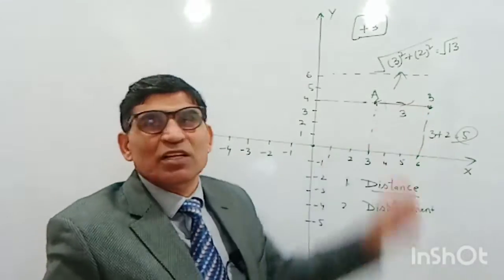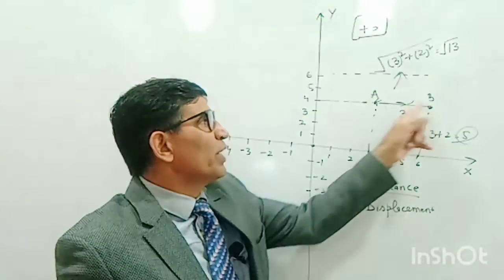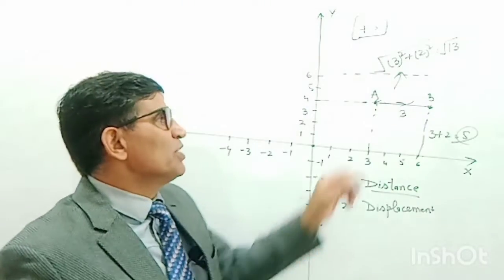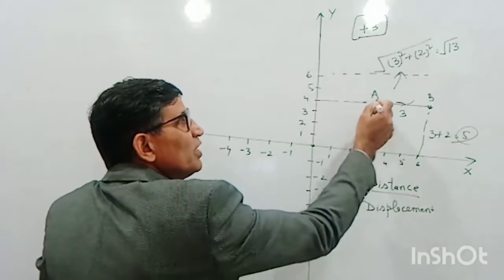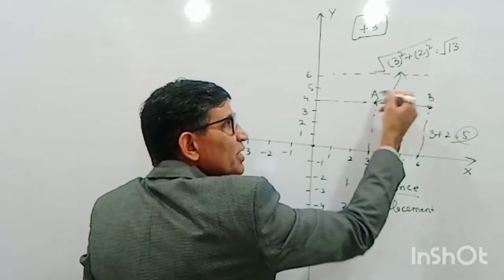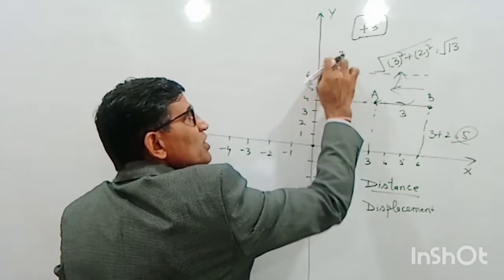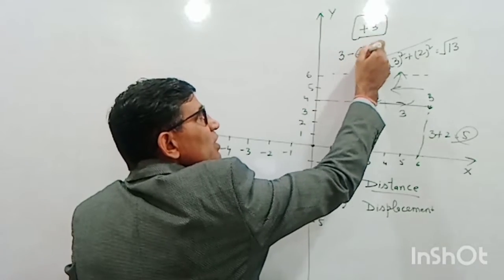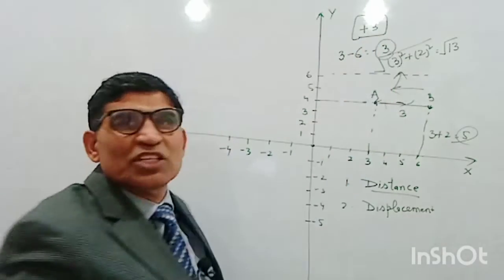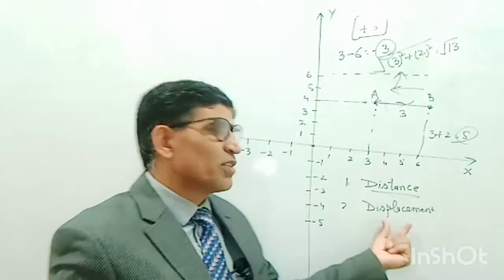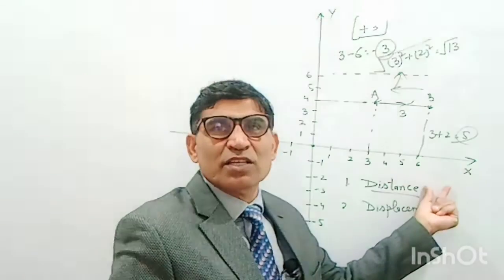This is plus 3. If the body is moving from point B to A, we will call the displacement minus 3. It means the final position will be 3 and the initial position will be 6 if it is coming back. So this is minus 3: final position is 3, initial position is 6, answer will be minus 3. So displacement tells us the direction of motion also. Displacement is a vector quantity, distance is a scalar quantity.